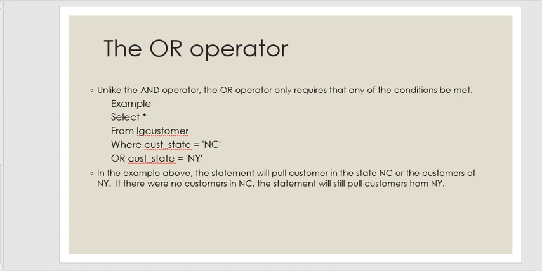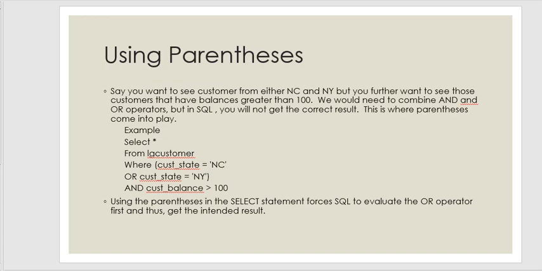The next part we're going to go over is using parentheses. Parentheses are helpful if you have a condition where you want either-or, but then you want an AND along with it. Say you want your customers from North Carolina, NC, or NY. You want either-or, but you want to know all those customers that have a balance greater than 100, and that's in your AND statement. So you need to have customers in either one of those states and that customer balance.